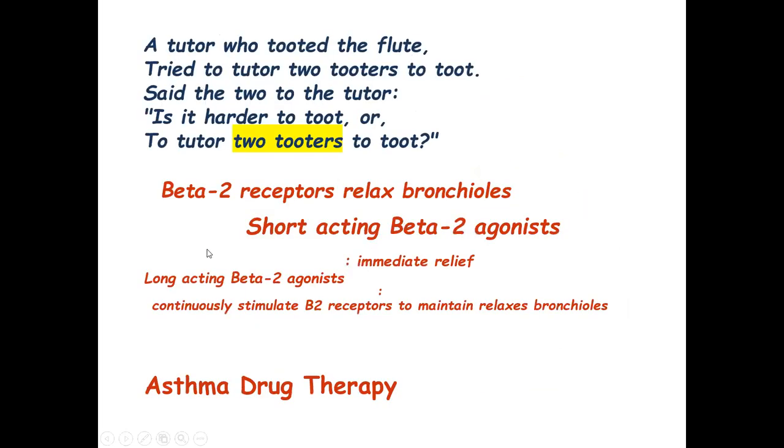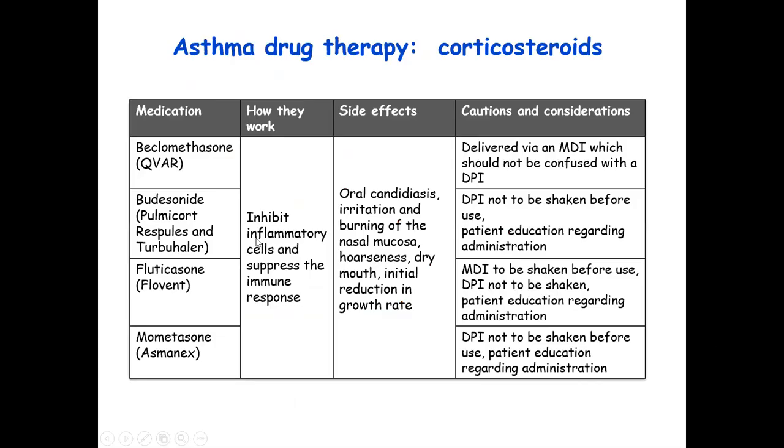I always just remember beta-2 agonists because a tutor who tooted the flute tried to tutor two tutors to toot, so is the toot of the tutor harder to toot, or two tutors to toot. I was just saying beta 2, and it's like albuterol or something. I don't know why, but it always made me remember beta 2, so I put it there. Beta-2 receptors relax the bronchioles. You've got the short-acting for immediate relief. Long-acting are used to continuously stimulate beta-2 receptors to maintain relaxation of the bronchioles.